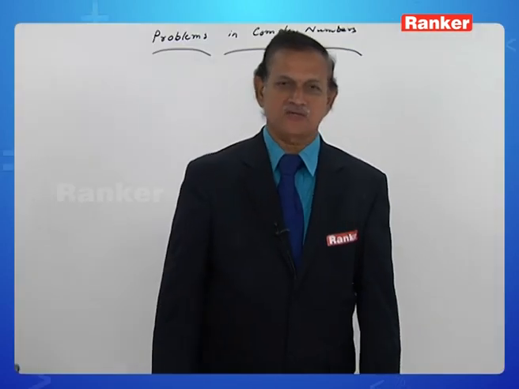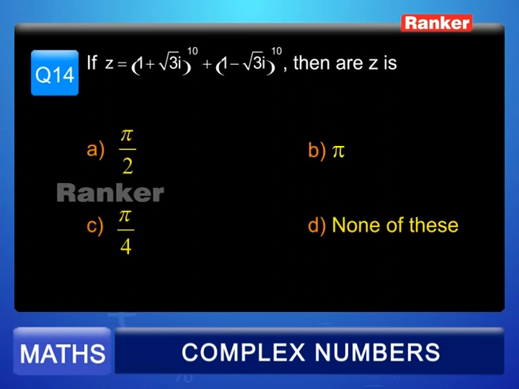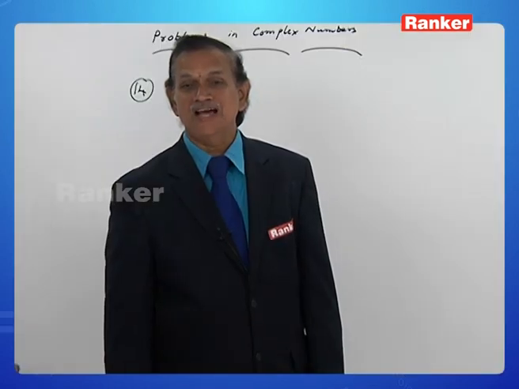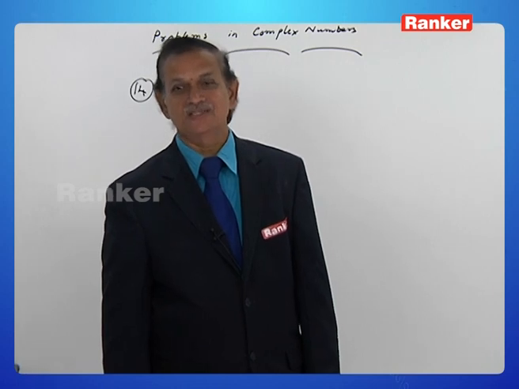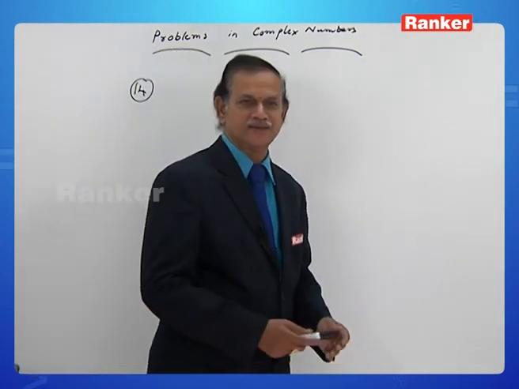Let us look at the next question, that is question number 14. In this question, he has given that z is equal to 1 plus I root 3 whole to the power of 10 plus 1 minus I root 3 whole to the power of 10. Then, what is the argument of z? What is the argument of z? How can you get that argument?